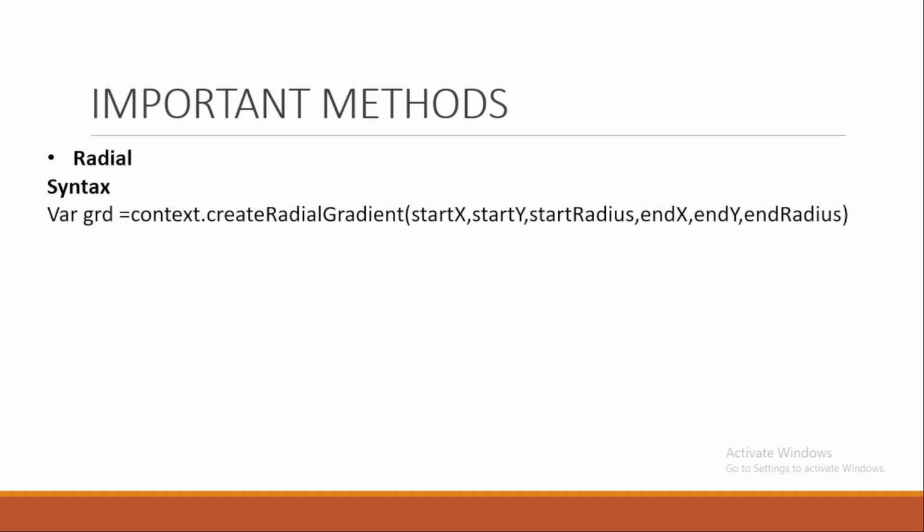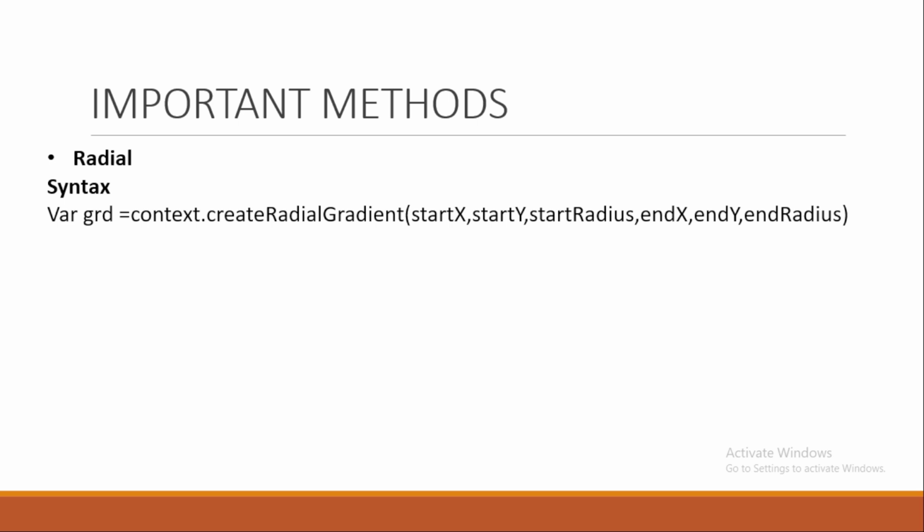Finally, for the radial gradient, the syntax is context.createRadialGradient with the parameters start x, start y, start radius, end x, end y, and end radius, which specify where we want to start our radial gradient on the xy axis, the radius at which we want to start, the x and y axis at which we want to end the gradient, and finally the end radius, which specifies where we want to end our gradient on the radius of the sphere.